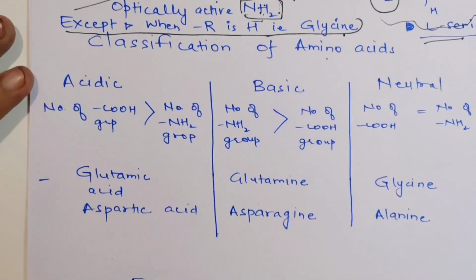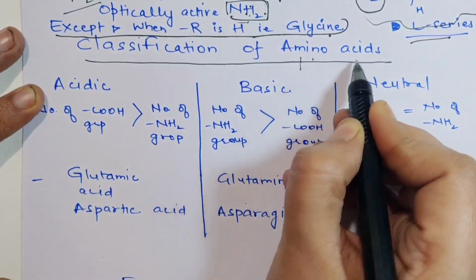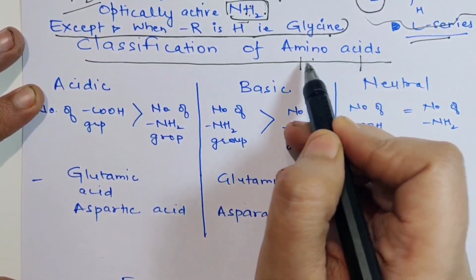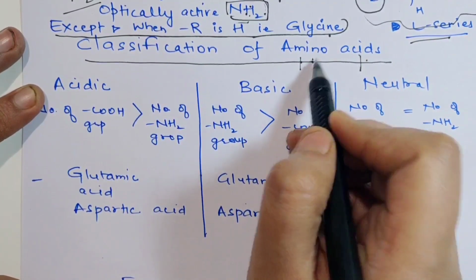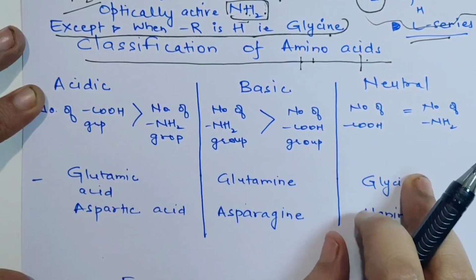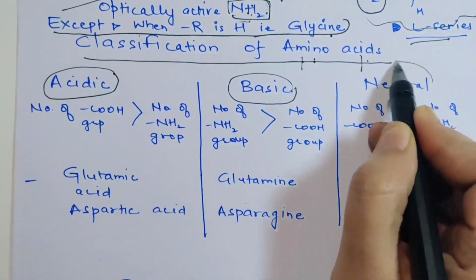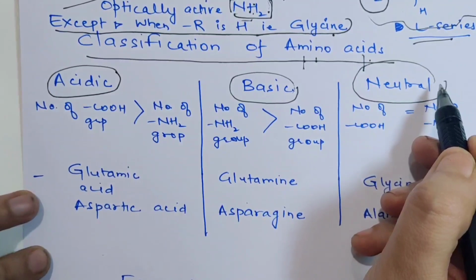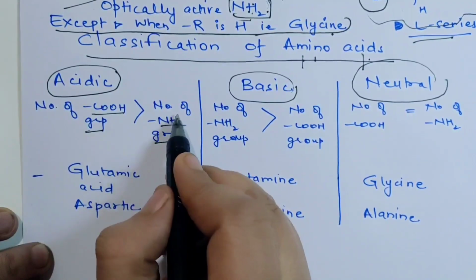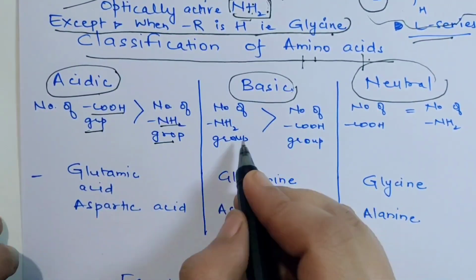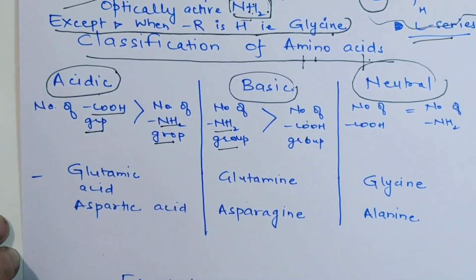Now, let's talk about how they are classified. Amino acids, as the name suggests, have amino groups and acid groups. But sometimes there are more amino groups than acid groups, and other times there are more acid groups than amino groups. On that basis, we have divided them into 3 categories: acidic amino acids, basic amino acids, and neutral amino acids. Acidic amino acids, as you can guess, have more COOH groups than amino groups. That is why overall they are acidic. In basic, there are more NH2 groups than COOH groups. In neutral, the numbers of NH2 and COOH groups are equal.